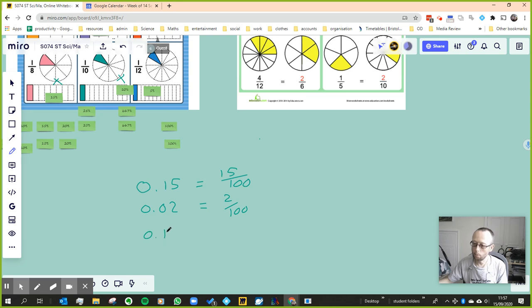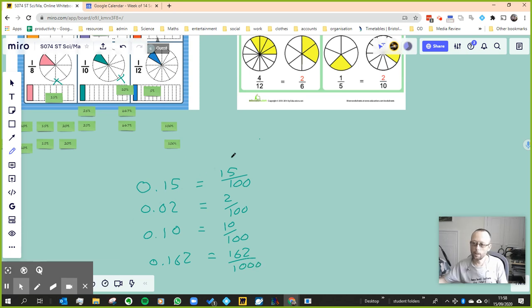Let's try another one. 0.1, that is the same as 0.10, so that would be 10 over 100, and you can see in all these cases that we could simplify them. I've picked ones that can be simplified. So why are they all over 100? They're over 100 because I've used two decimal places after the zero. If I did 0.162, now that's 3 decimal places, then I would do it over 1,000, and that would be 162 over 1,000.